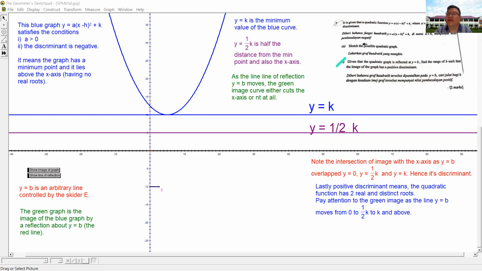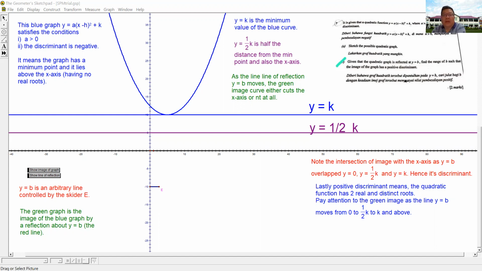Next, we look at this. Sketch the possible quadratic graph. So this is the quadratic graph, the blue color one. Then the next question: given that the quadratic graph is reflected at y equals b, find the range of b such that the image of the graph has a positive discriminant.